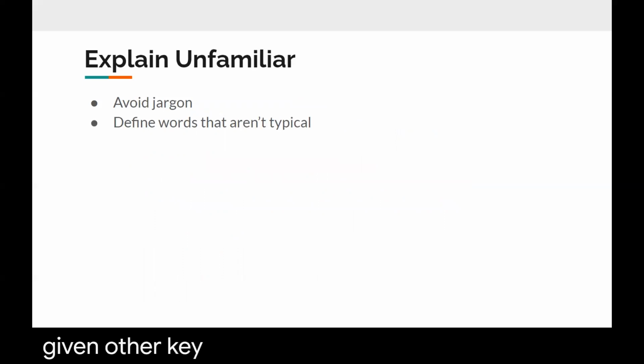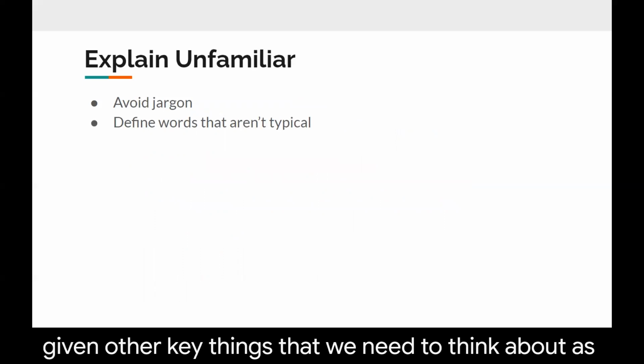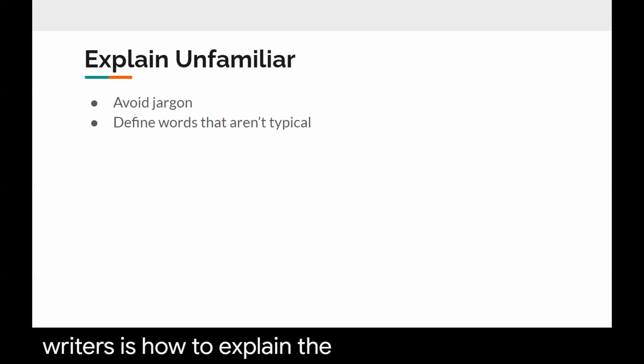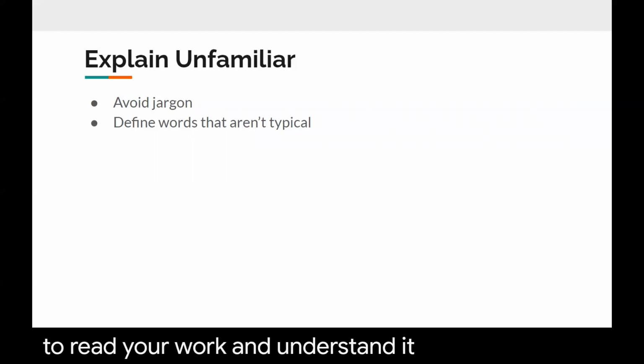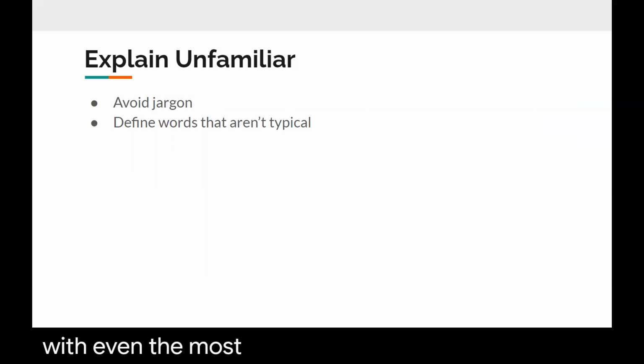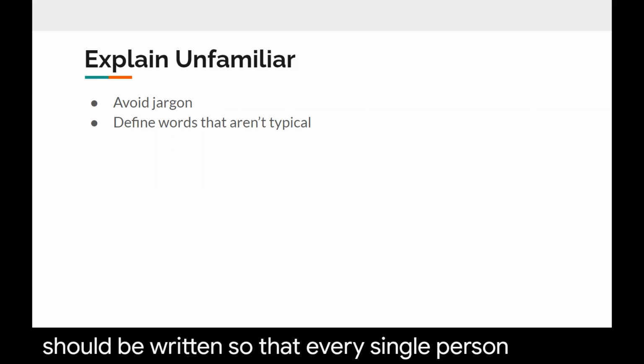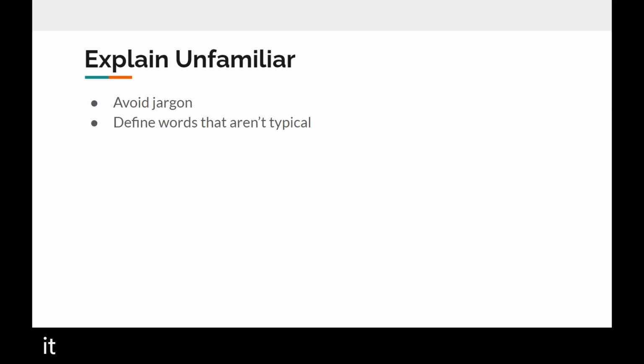Other key things that we need to think about as writers is how to explain the unfamiliar. So remember, we're really writing between a 3rd and 8th grade level. That means a 10-year-old should be able to read your work and understand it. And that goes with even the most complicated stories out there, right? Including very detailed health information. It should be written so that every single person reading it can really understand it.